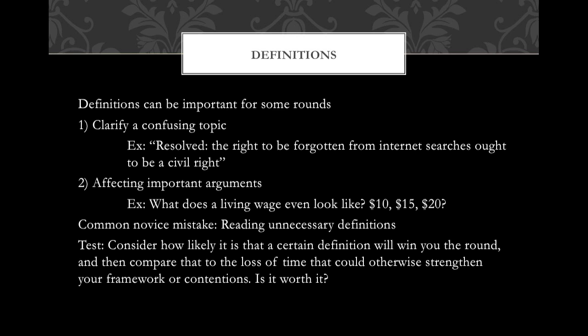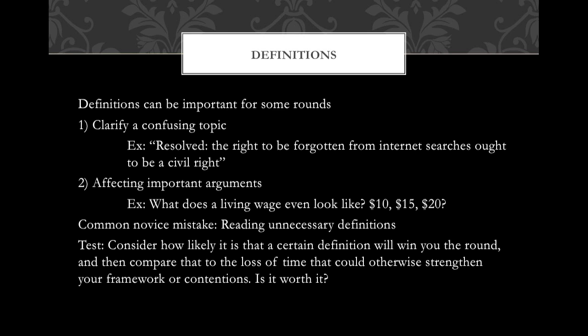But a common novice mistake is reading definitions when you don't really have to. If you're thinking about putting a definition in your case, just consider how likely it is that a certain definition would win you the round. Imagine the scenarios in which that would be the case, and then consider how likely it is that those scenarios are going to occur. And then compare that to the loss of time that you could use to maybe otherwise strengthen your framework or contentions, and just ask if it's worth the loss of time.